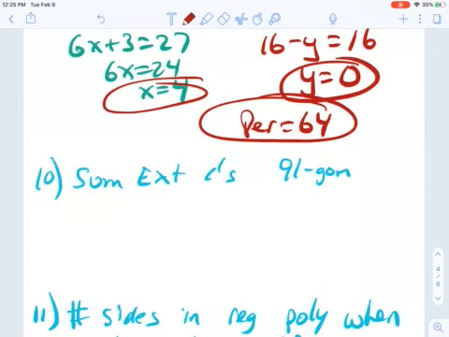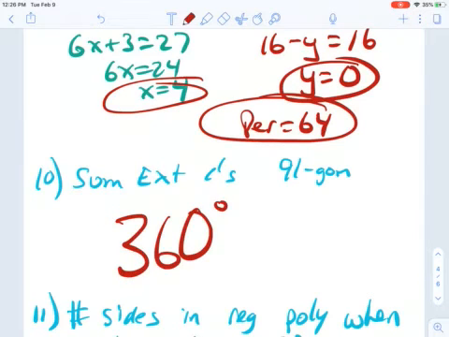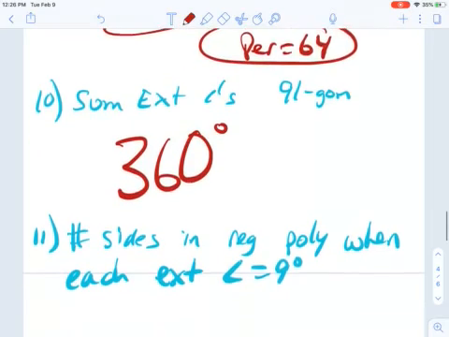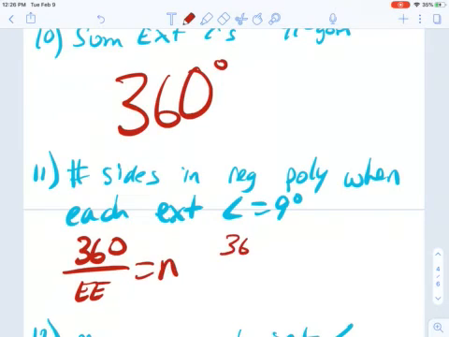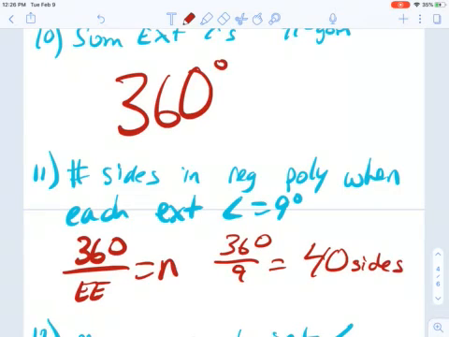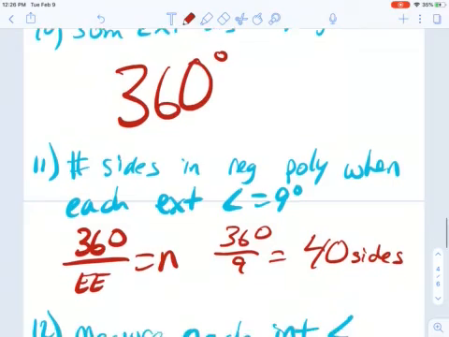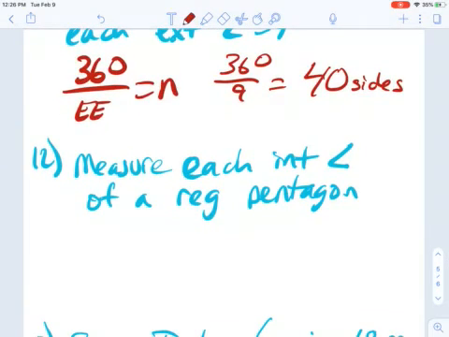Sum of the exterior angles in a 91-gon. The sum of the exterior angles in any polygon is always 360 degrees. The number of sides in a regular polygon when each exterior angle is 9 degrees. We do 360 degrees divided by each exterior angle to get the number of sides. So 360 divided by 9 gives me 40 sides.